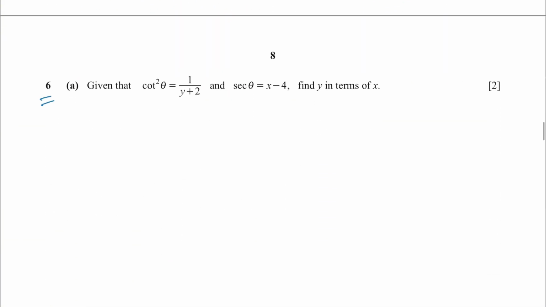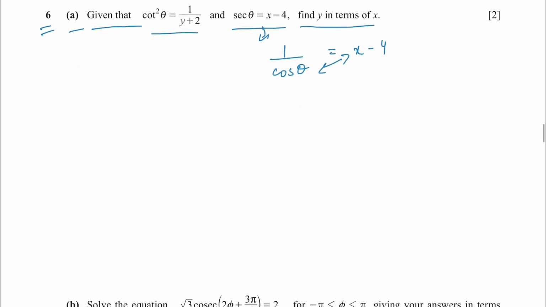Now moving on to question 6, where part a suggests, given that cot squared theta is equal to 1 over y plus 2 and sec theta is equal to x minus 4, find y in terms of x. Since it needs y in terms of x, we'll be solving this. So this would be 1 over cos theta is equal to x minus 4, and we can just substitute this by this. Since sec theta is basically 1 over cos theta, we'll be cross multiplying this, and we'll get our answer as 1 over x minus 4 equals cos theta.